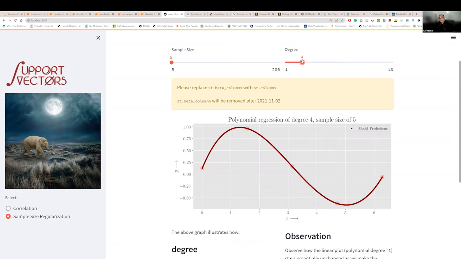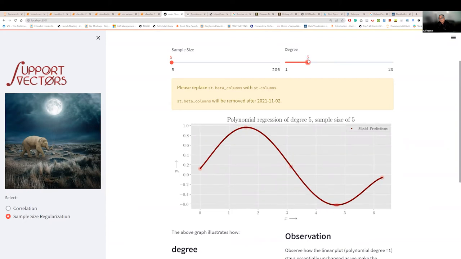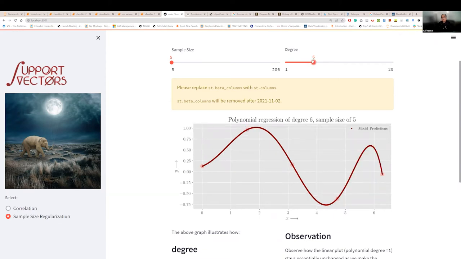Now you may be tempted to say, let's go higher, 5. But then 5 is still okay. Now see what happens after that. What do you think happened at 6? Would you believe this model is better? Look at this region. I don't know where my mouse is. Do you see this region here?